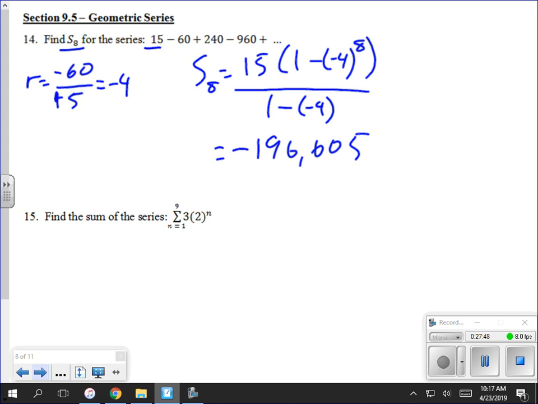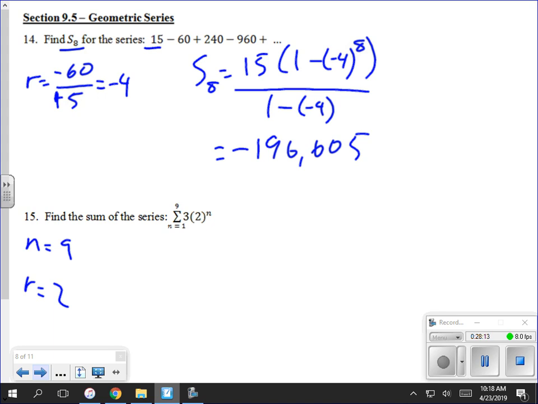Next one, find the sum of the series from n equals 1 to 9 of 3 times 2 to the n. Same thing, use this. I need to know what n is, that's easy. The number of terms, I'm adding the first 9 because I'm going from 1 to 9. I need to know r. R is 2 because it's 2 to the nth power. The number I'm raising to the power, that's my r.